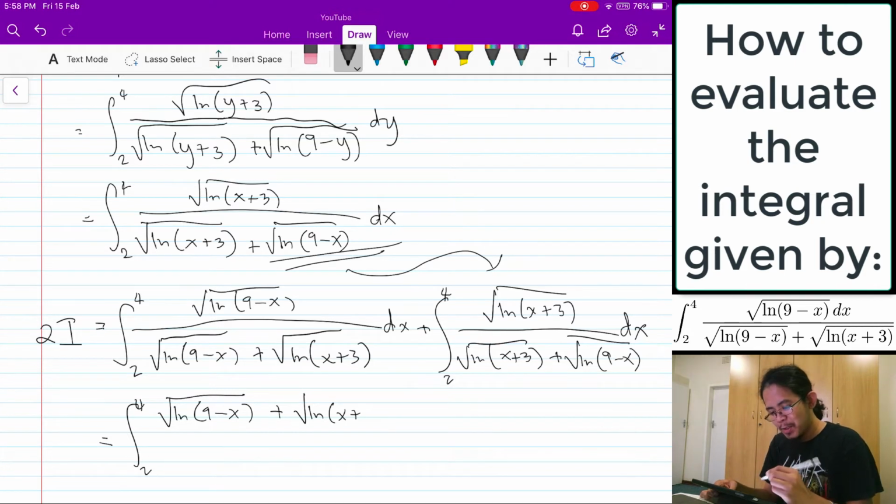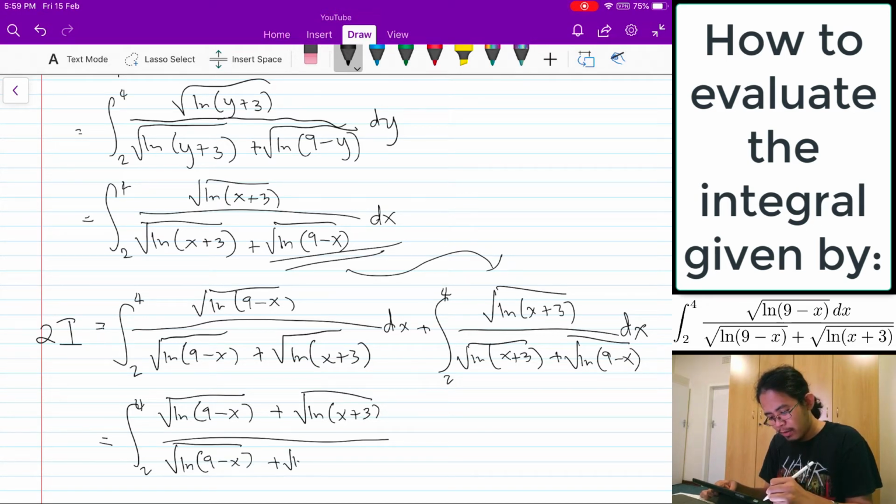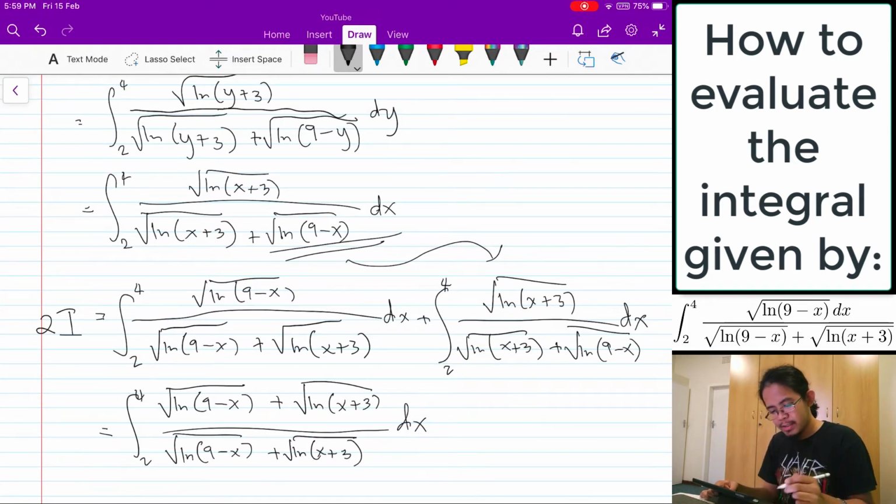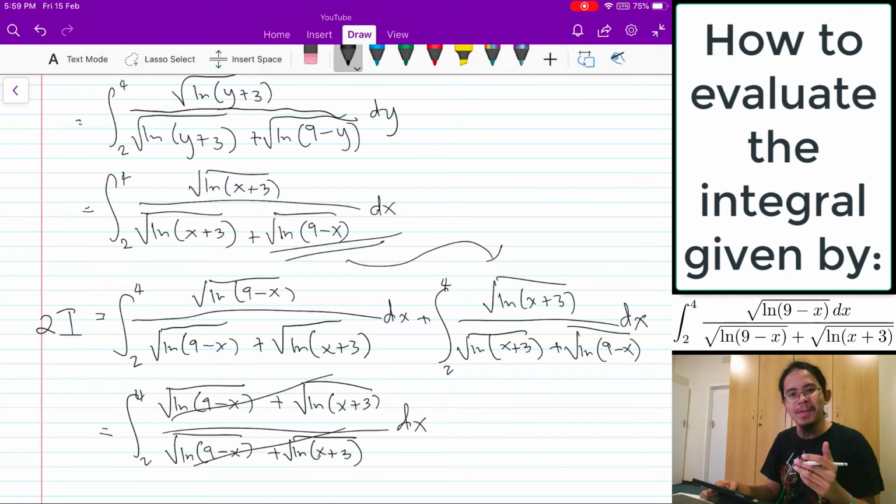But anyway, in the numerator you have the square root of ln(x+3), and of course we are able to do that addition. Why? Because they have the same denominator. So you can just add the numerators the way that we did right there. So we have that addition, dx. Now the numerator and denominator cancel. That is the magic right there.